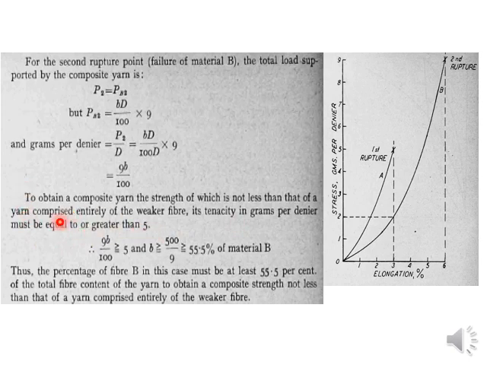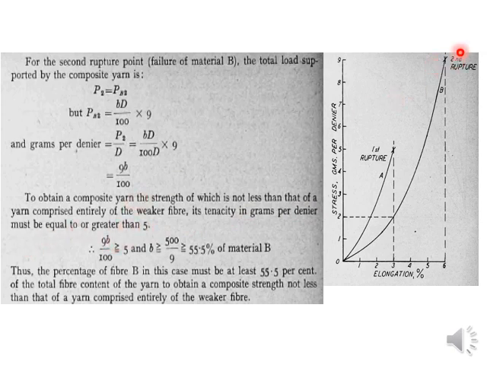Now what this statement says is that if we are making a yarn with fiber A, then definitely its tenacity will be 5. But we are adding a stronger fiber, so the tenacity in gram per denier must be equal to or greater than 5. Otherwise, why should we add fiber B to fiber A? So our condition should be that the blended yarn should have higher tenacity than 5, so it must be equal to or greater than 5.